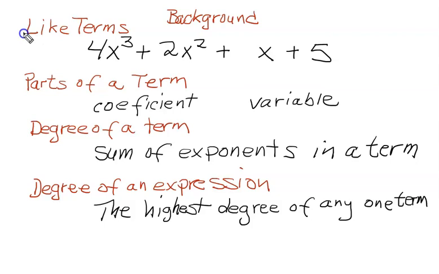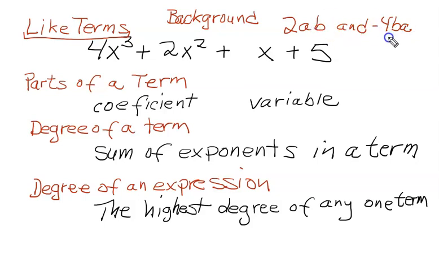So first of all, what are like terms? Well, like terms by definition are terms that have the same variables to the same exponents. So as we look at this listing of terms here, there are no like terms. But let's give you some examples. If we had 2AB and a negative 4BA, would these be like terms?